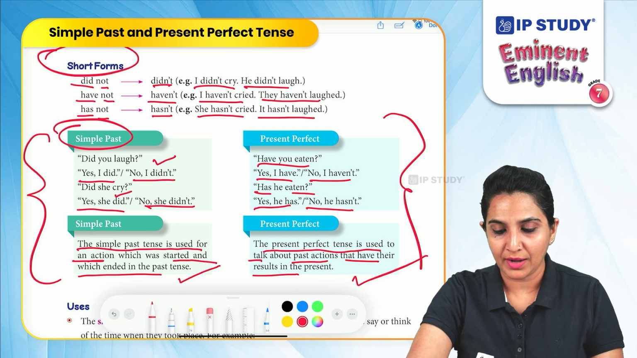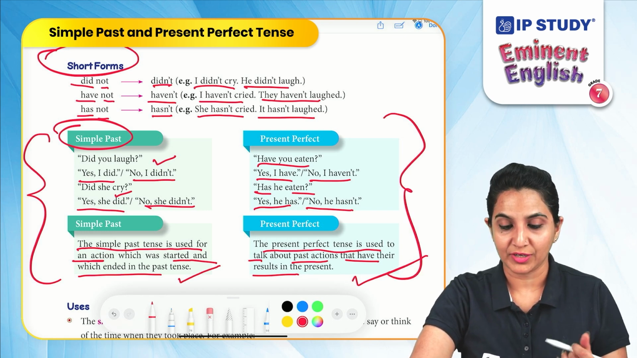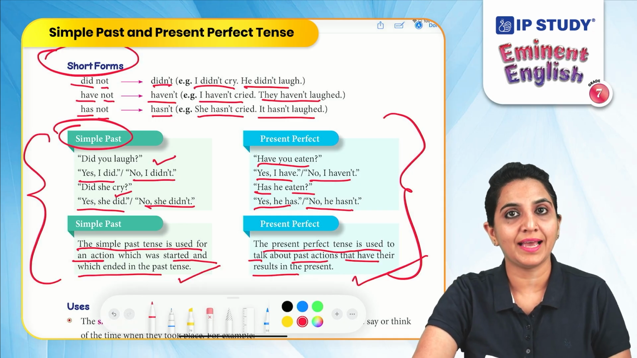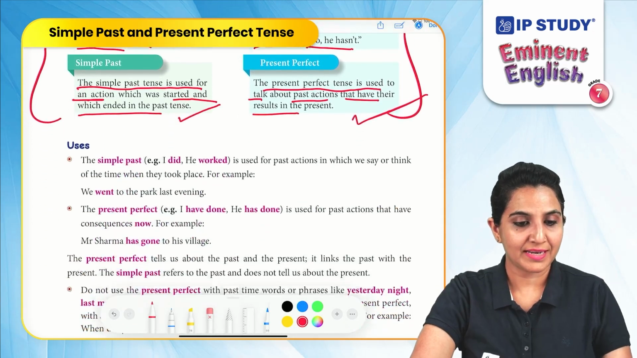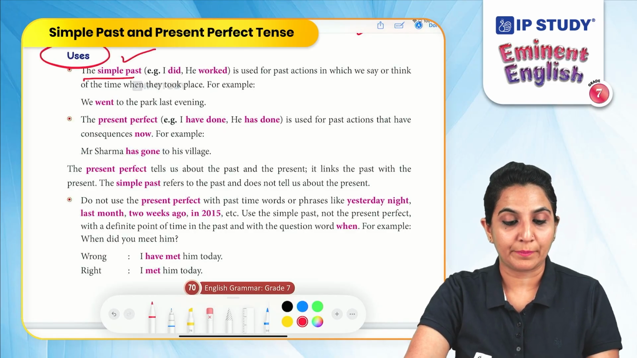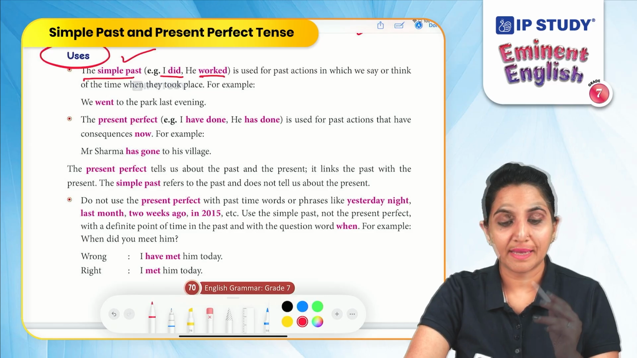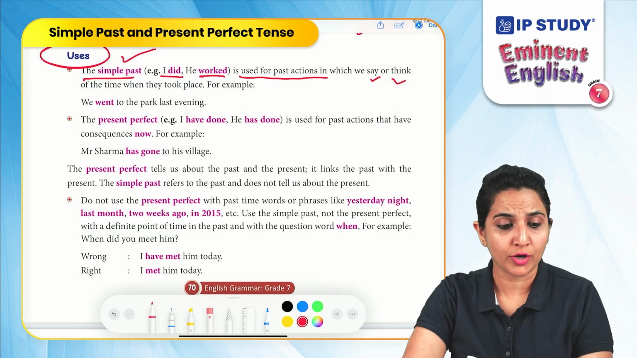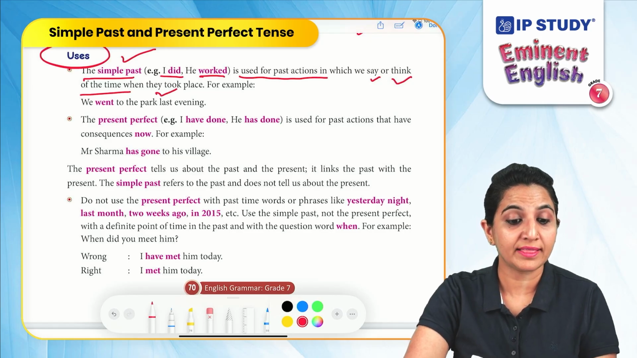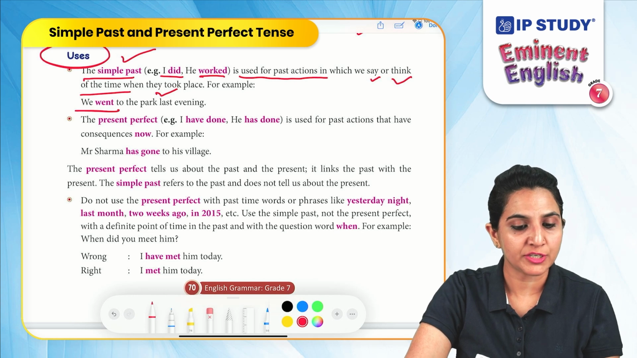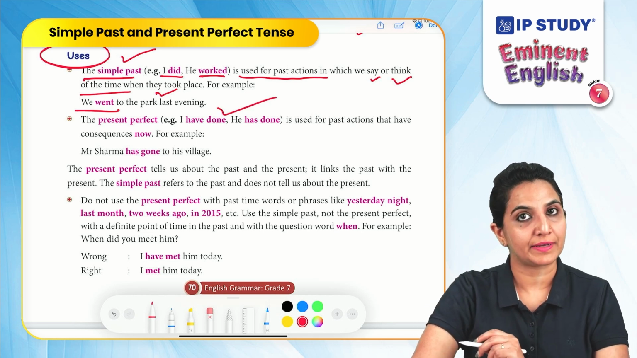For example, have you eaten? Yes, I have. No, I haven't. Has he eaten? Yes, he has. No, he hasn't. Let's understand each of their uses in detail. The simple past, for example, I did, he worked, is used for past actions in which we say or think of the time when they took place in the past. We went to the park last evening.